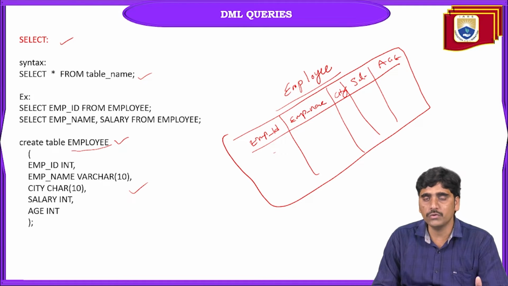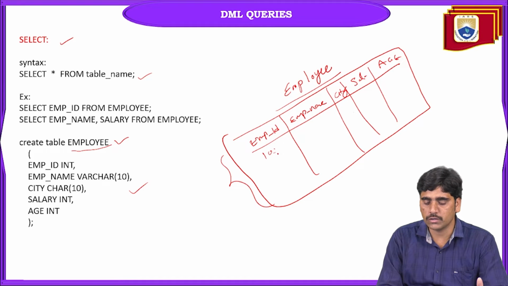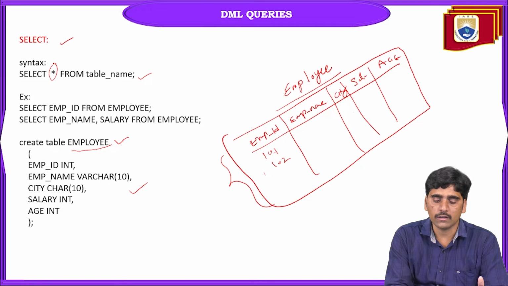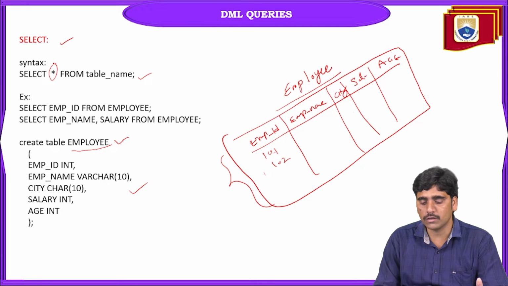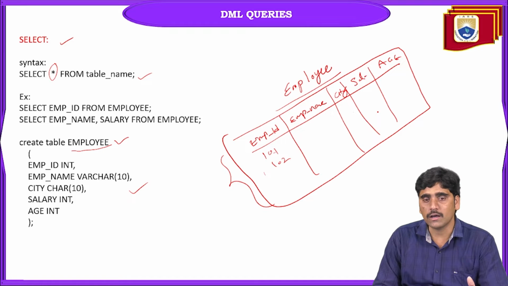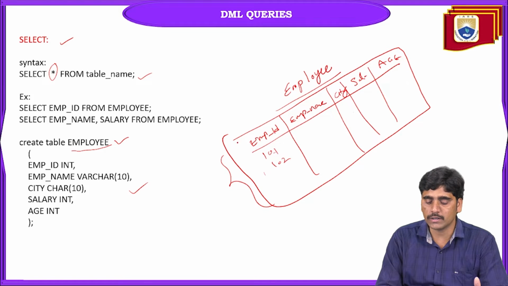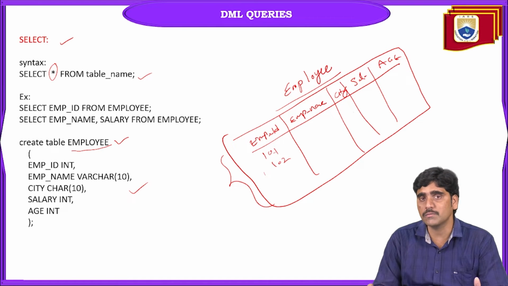So how do you perform it? If you want to retrieve all the values from the table, you can indicate a star for all the fields and all the records. You can use the star operation to retrieve all the table attributes as well as table values. So select star from table name, then it will retrieve all the values from this table.